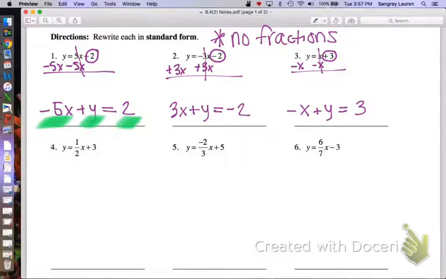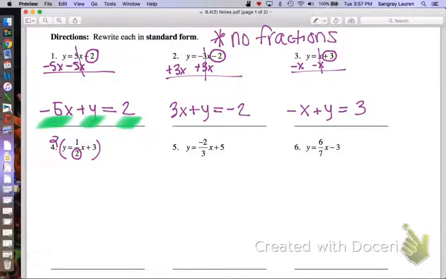Great, so when we look at the next 3 examples, they involve fractions. And in standard form, we can't have any fractions. So I'm going to show you how to clear out the fraction. So with number 4, ask yourself what number is in the denominator. So I see the 1/2, and there is a 2 in the denominator. So we are going to put parentheses around this entire equation, and we're going to multiply the entire equation by 2, because that was the number in the denominator.